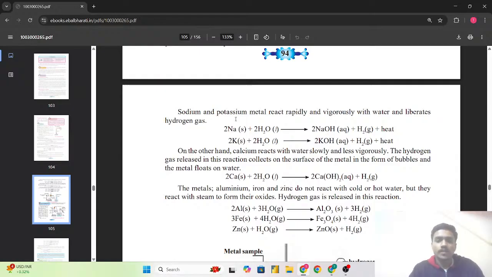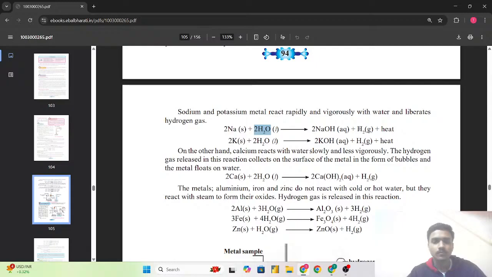So, as we can see in this equation, here we have taken two atoms of the sodium element, and when it reacts with two molecules of water, it leads to the formation of sodium hydroxide aqueous plus hydrogen gas is released and heat is evolved. Such reactions are of two different types: endothermic and exothermic. As in this reaction the heat is liberated or given out, this type of reaction is an exothermic reaction.